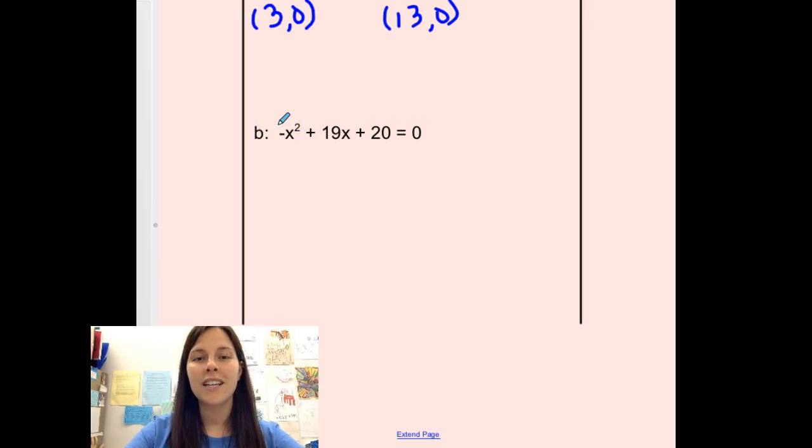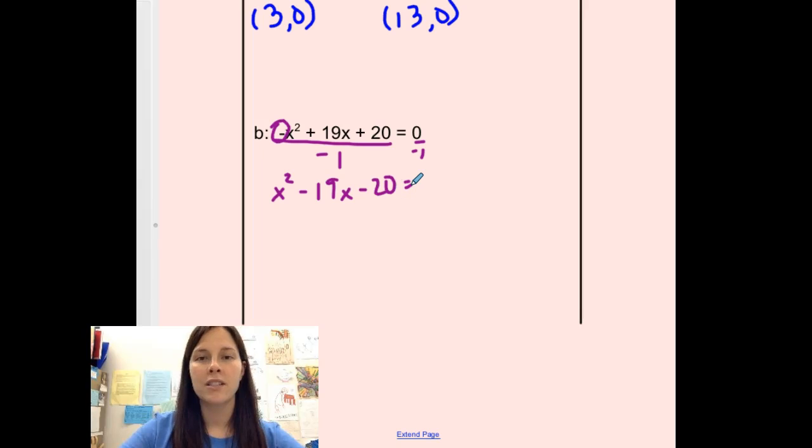Our second example, notice we have a coefficient for our x squared. We cannot set up the t-chart when we have a coefficient for x squared. Because this is an equation, I can divide everything, golden rule, both sides, by that -1 to get rid of the coefficient. That leaves me with x squared minus 19x minus 20 equals 0, divided by -1 is still 0.